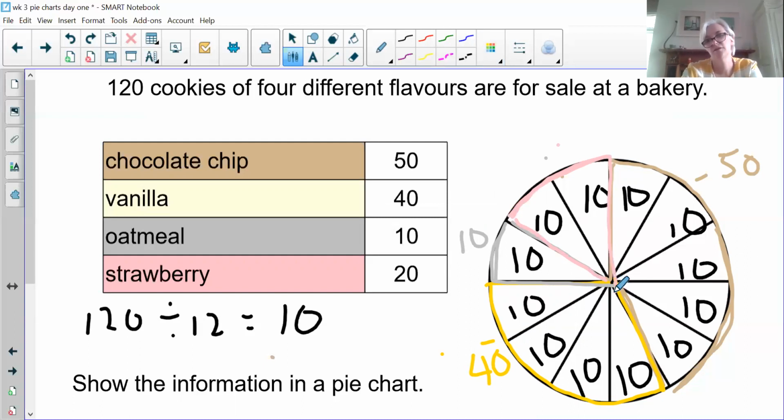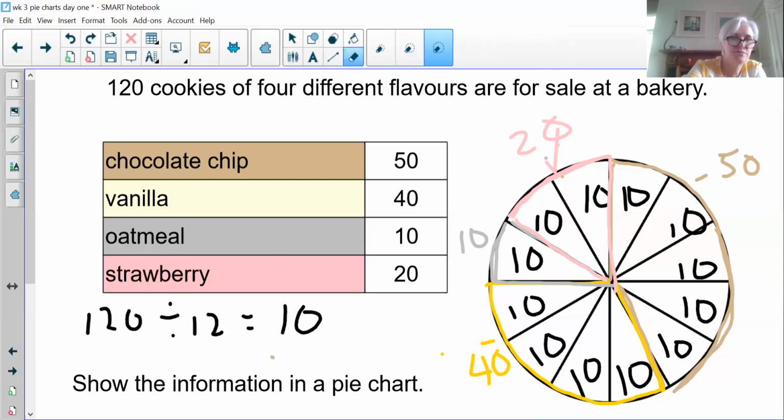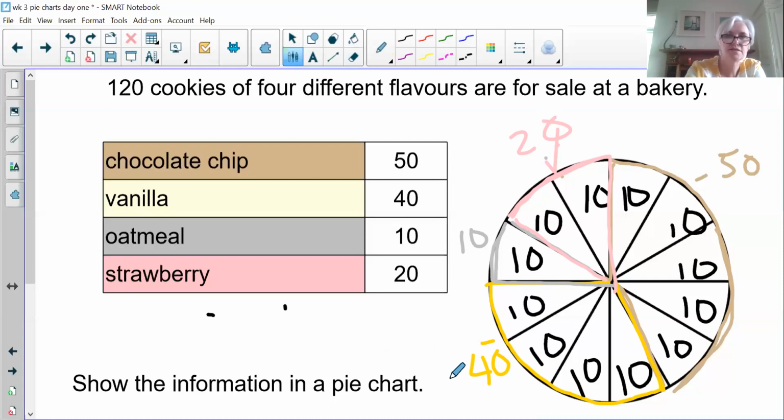I'm hoping that you got that right. So I wanted you to work out how many segments for each. You should have had 5, 4, 1, and 2. Hopefully you got that right.